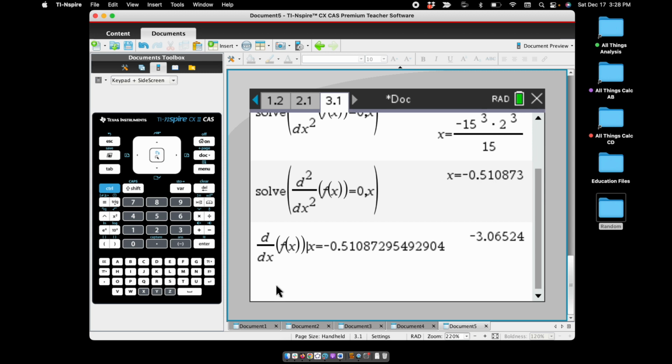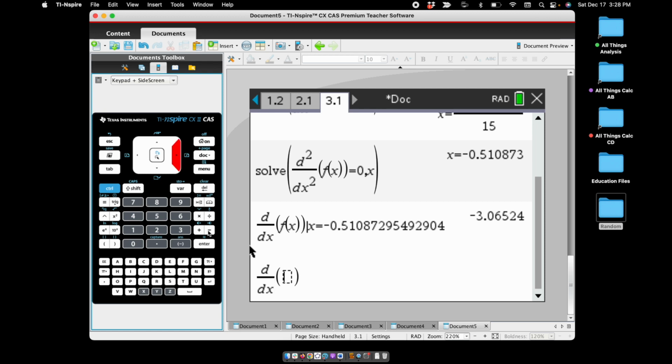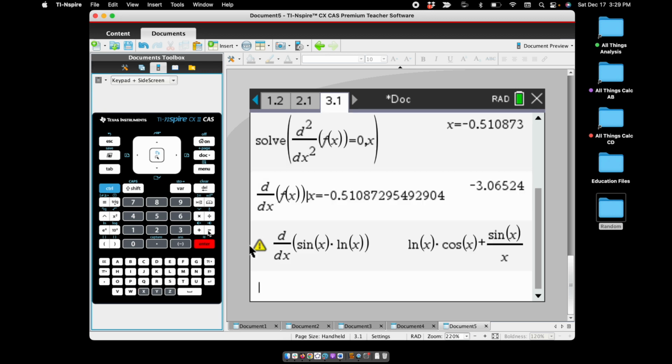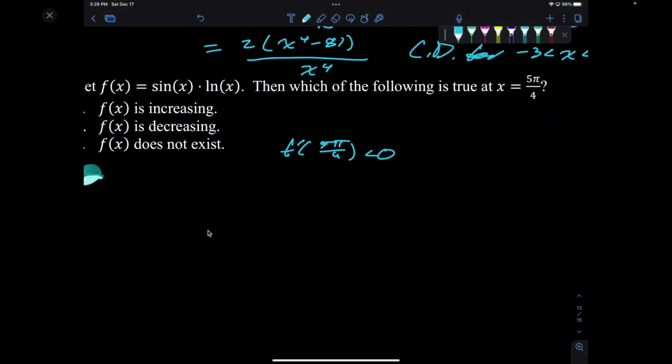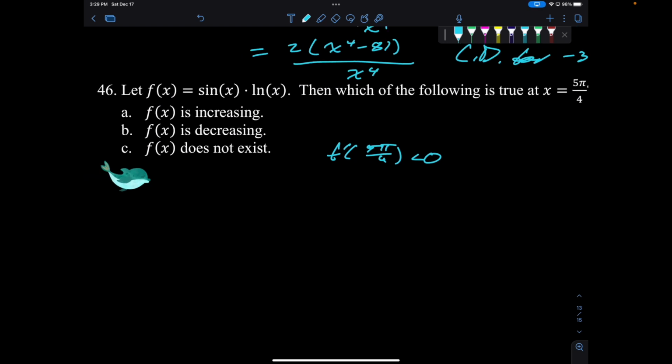So let's do this. We want the derivative. I'm going to use that shortcut, and then sine of x ln of x. I'll just get that and then do such that x equals 5 pi over 4 and control enter. I got negative, so f prime of 5 pi over 4 is less than 0, therefore decreasing. That was a pretty straightforward one. So if less than 0, decreasing for sure.